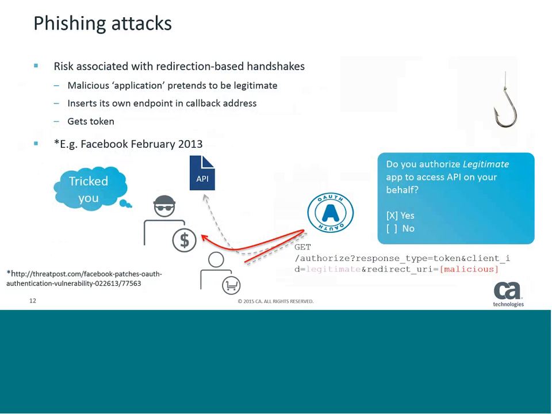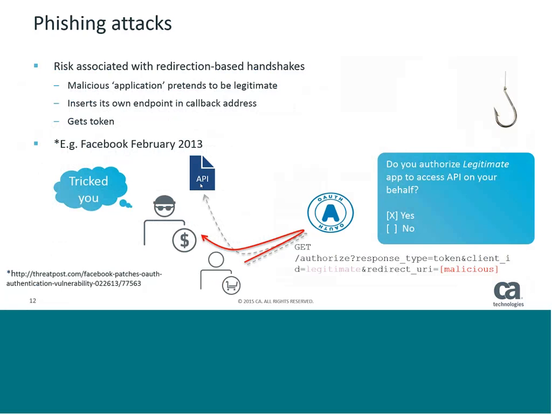The other type of attack would be a phishing attack, and this is probably very commonly known because a lot of identity thefts happen through these kinds of mechanisms, where a malicious application pretends to be legitimate by inserting its own endpoint as its callback address. This is a very common way to do it, where typically an application would request an OAuth key, and it would get an OAuth token back, and it'll basically get access to the API, and it can call the API and do it.